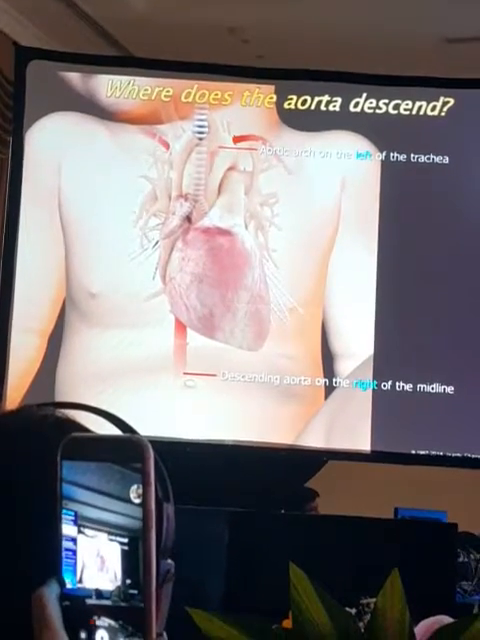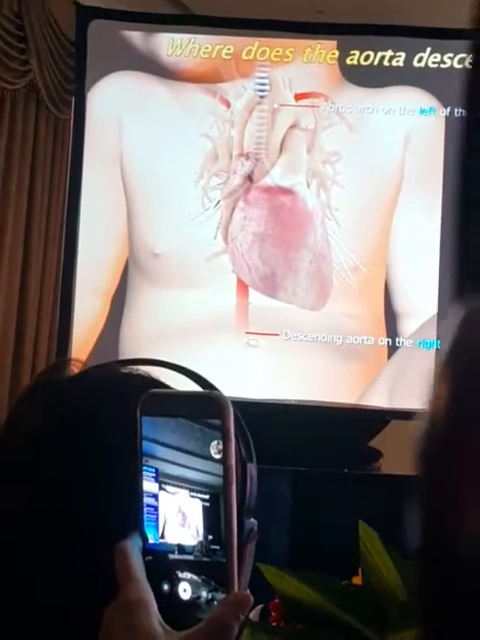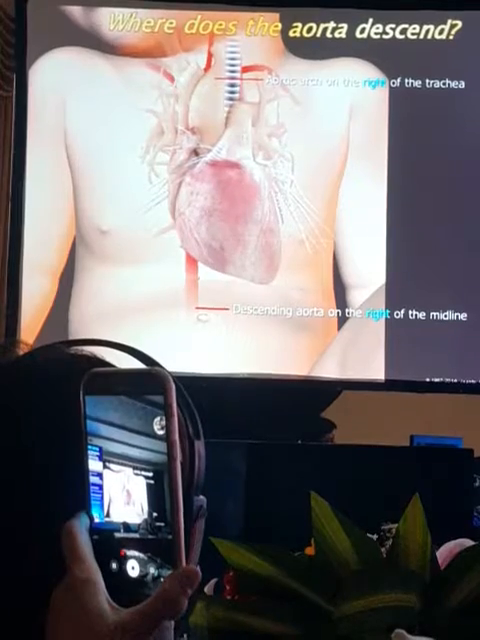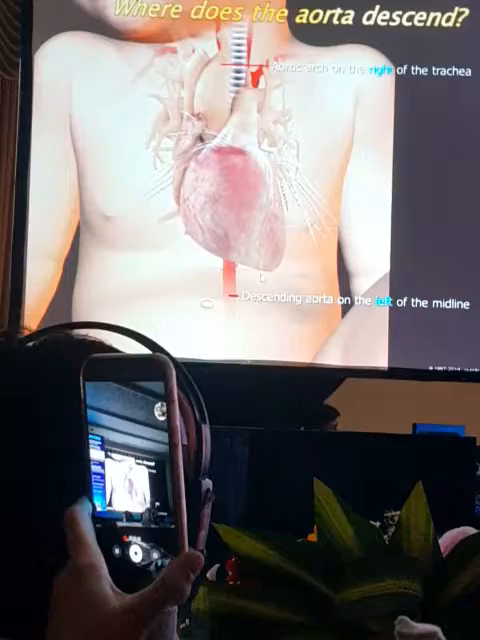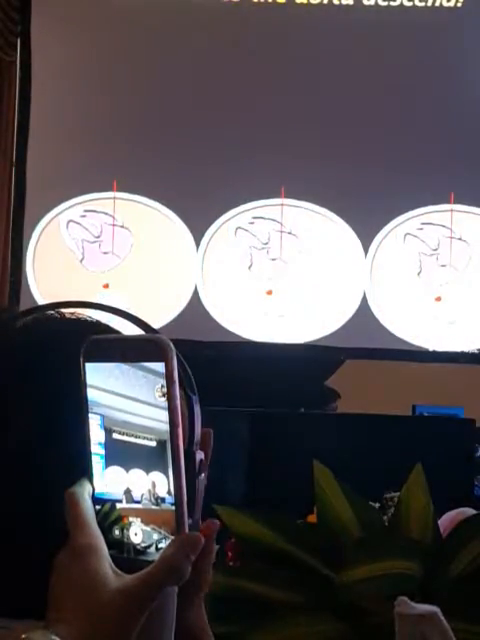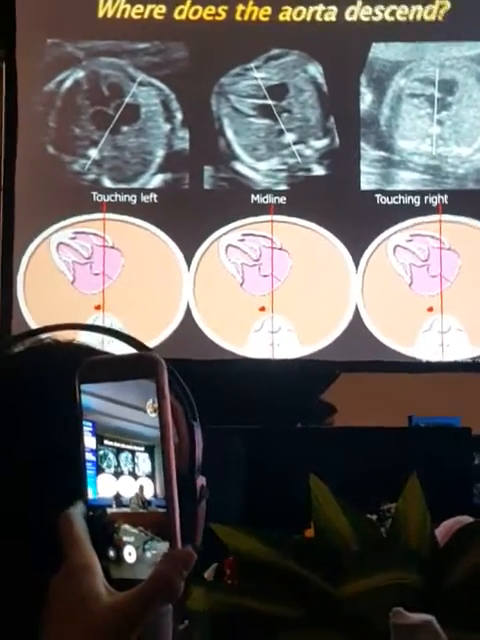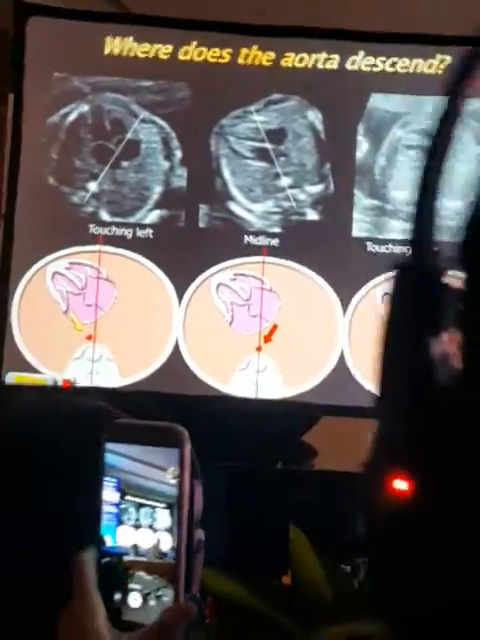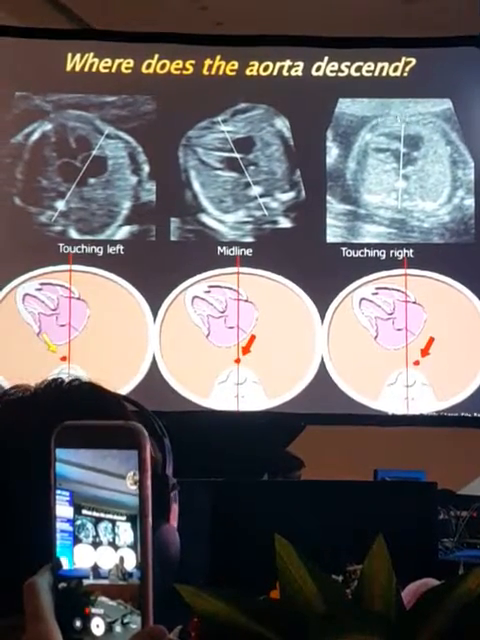You can also have the descending aorta on the right side, or the descending aorta on the left side of the trachea. So that's four possible combinations, and you have to look for cardiac anatomy if you have any variation. So this is the normal descending aorta on the left side of the midline. This is a baby whose aorta is on the midline, and here's a baby whose aorta is on the right side of the midline.